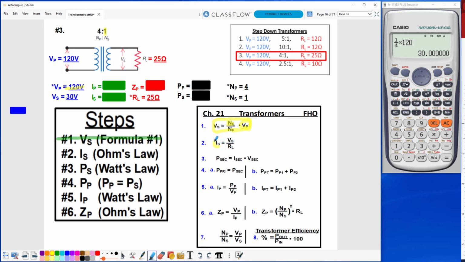My next step, I want to find the current of my secondary. I do that by taking the voltage of my secondary, which is already in my calculator, and dividing it by RL. RL being 25 ohms, so I got 30 divided by 25. This tells me that the current of my secondary is 1.2 amps.